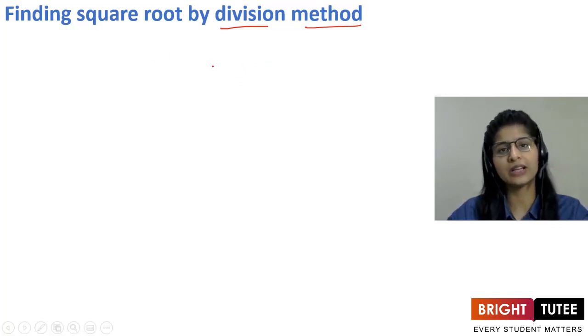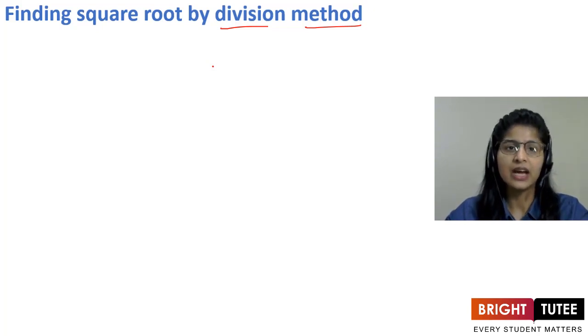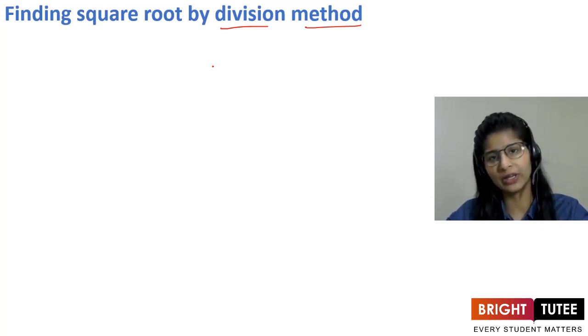because when the question has a very large value, doing the prime factorization also will be very time consuming. A lot of calculations are required in that. So for that we have another method, that is division method. Okay, before doing the division method, let me tell you how to find out number of digits in the square root of a particular number.